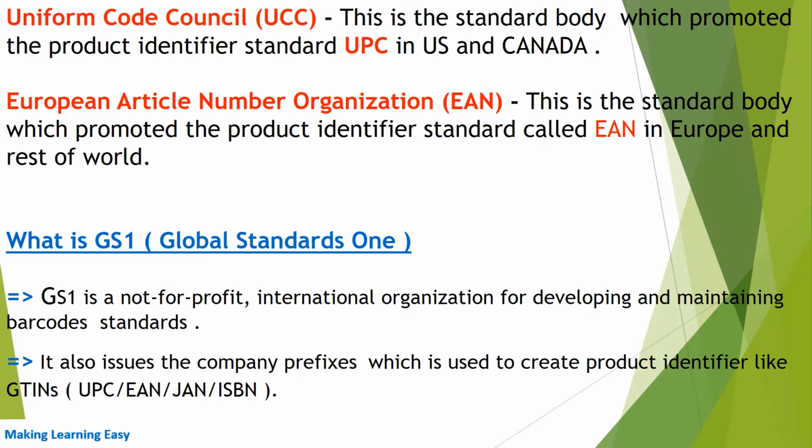Now what is GS1, Global Standards 1? It is a not-for-profit international organization for developing and maintaining the barcode standards. It also issues the company prefixes, which are used to create the product identifiers like GTINs, UPC, EAN, JAN, ISBN.